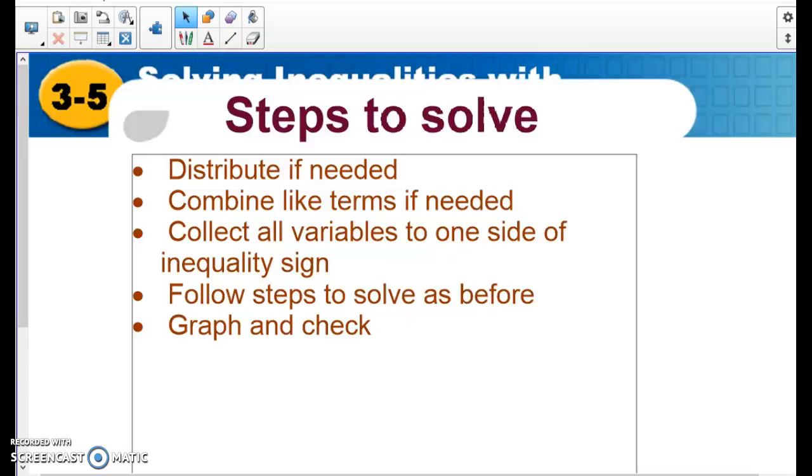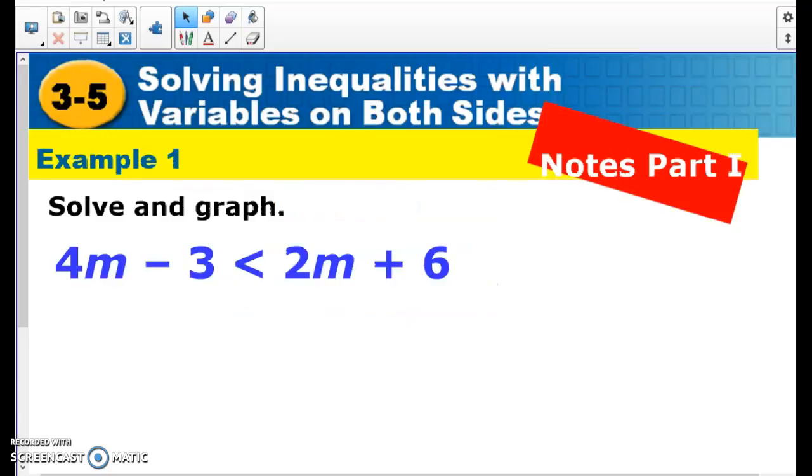Again, sometimes you need to distribute or combine like terms before we start, but pretty much it's going to be the same thing. You're going to need to graph, so there's going to be less homework for these 2 sections because it'll take you a little longer to do the graph.